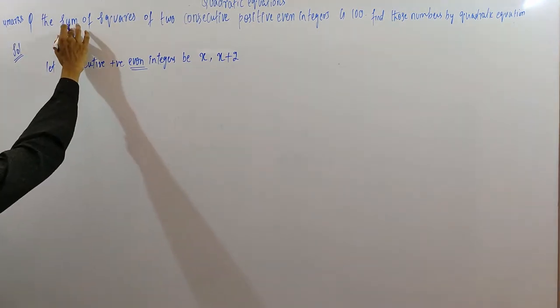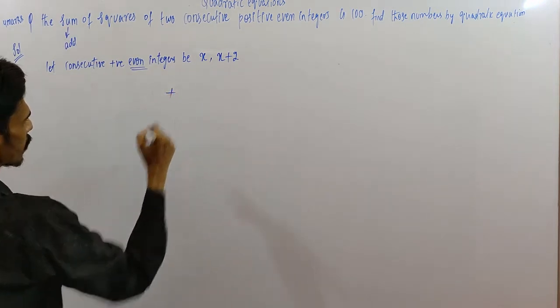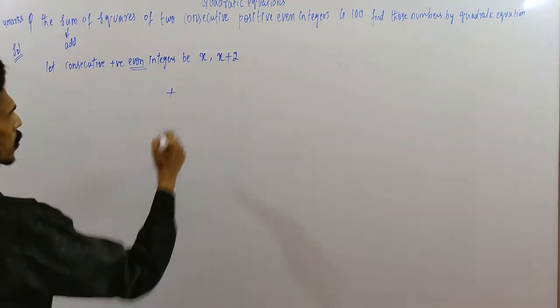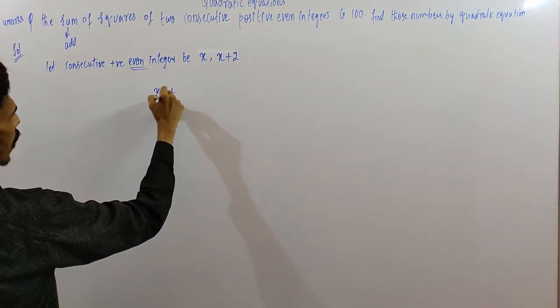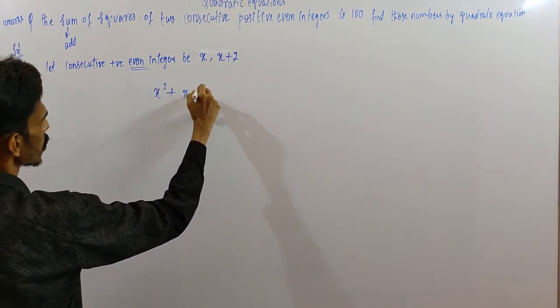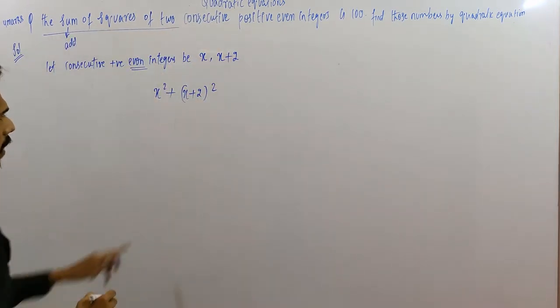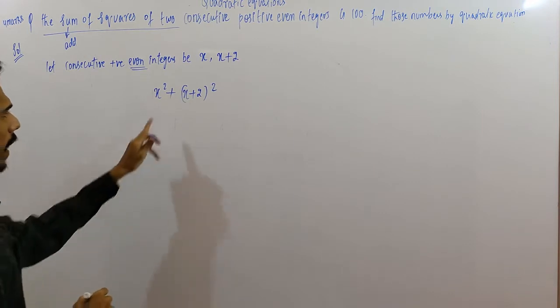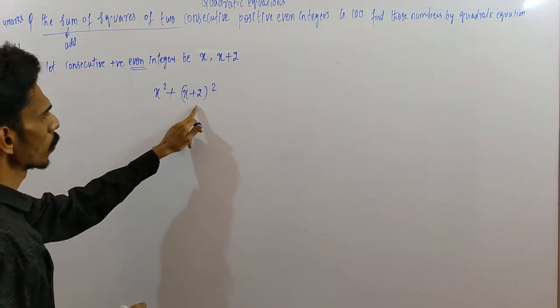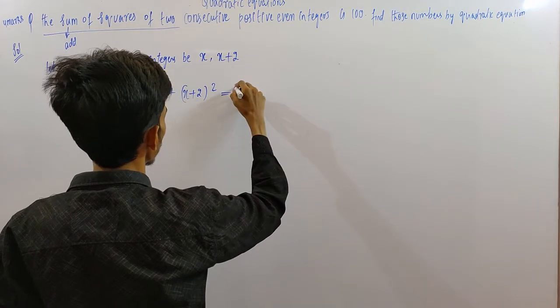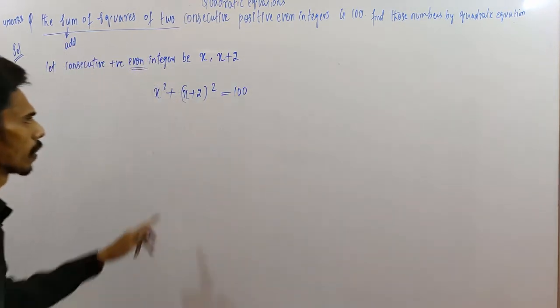Here we want sum. Sum means we have to add squares of two consecutive numbers. So we have to square this. Now we have x square and x plus 2 square. So by this statement we have written this equation: sum of squares of two consecutive integers is equal to 100. So we got this equation.